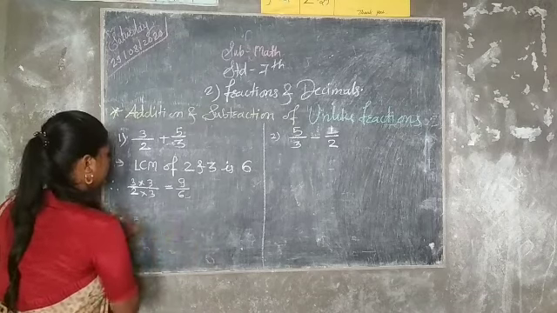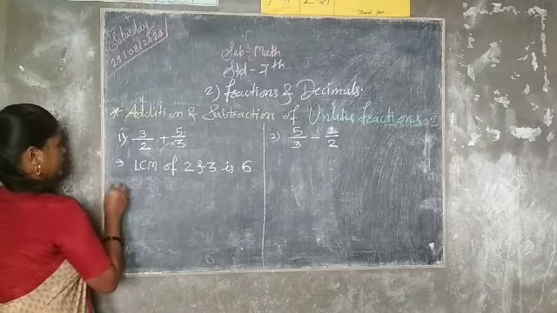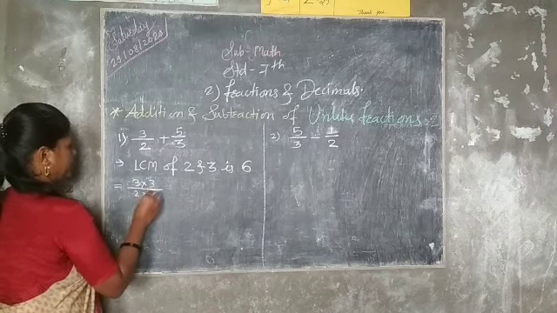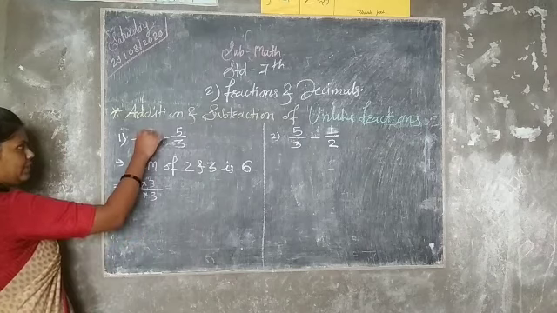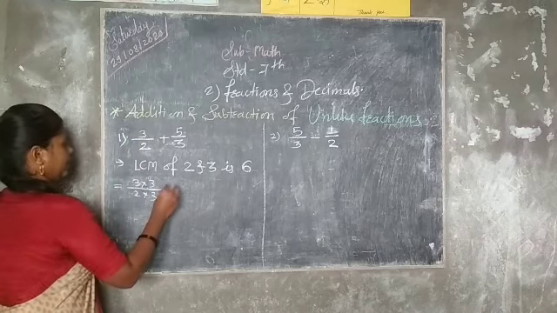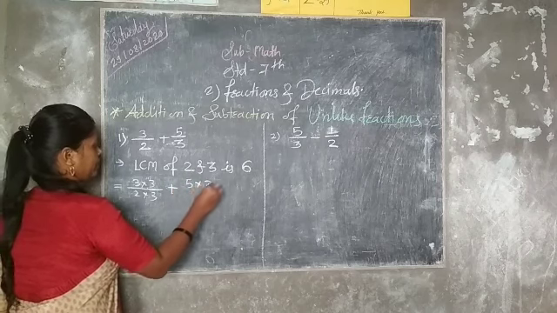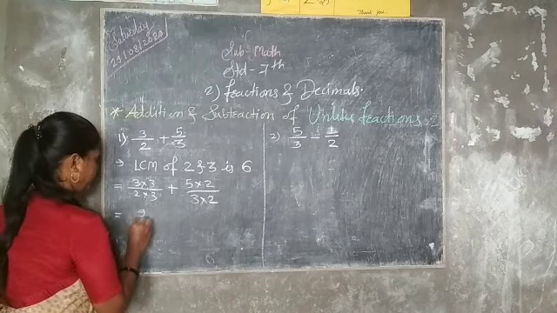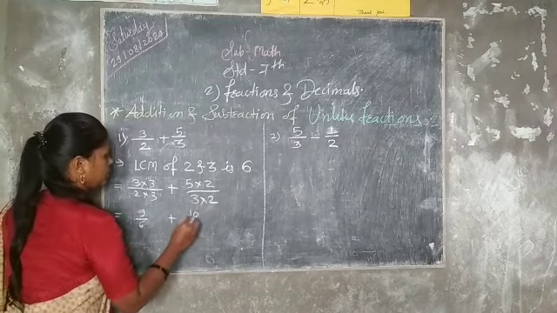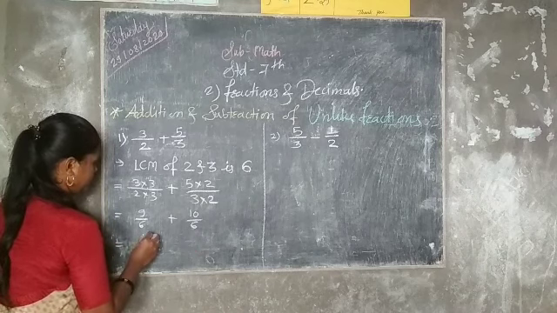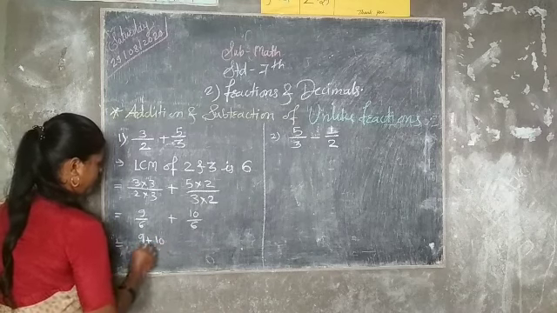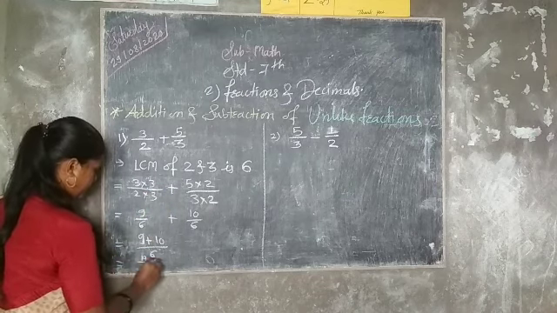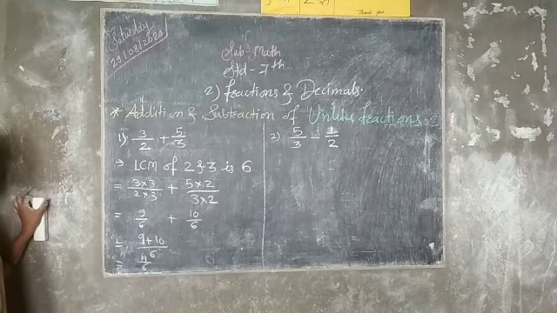Otherwise, some students can solve it this way. It is equal to 3 multiplied by 3 over 2 multiplied by 3, meaning you multiply by 3 to numerator and denominator, plus 5 multiplied by 2 over 3 multiplied by 2. This is a simple method. Is equal to 9 upon 6 plus 10 upon 6. So your answer is 9 plus 10 upon 6, as we solve for the like fractions, is equal to 19 upon 6. Okay.